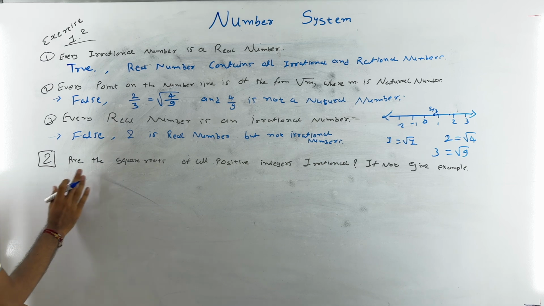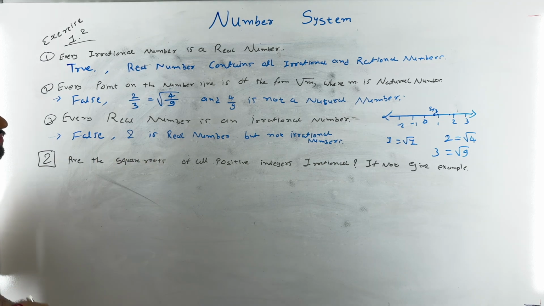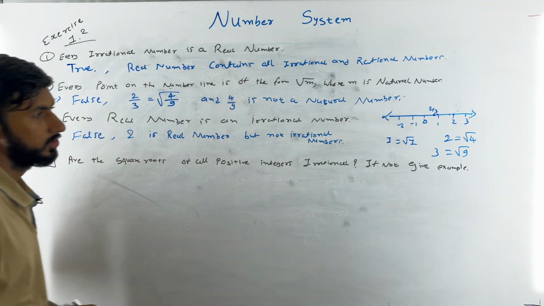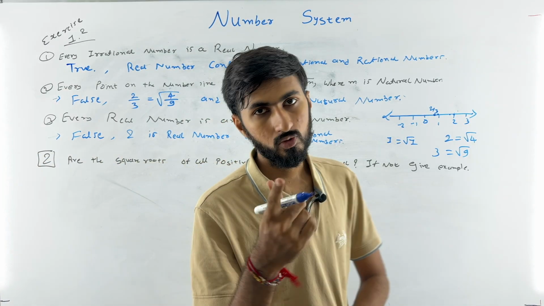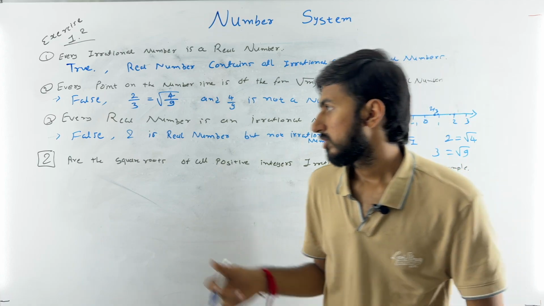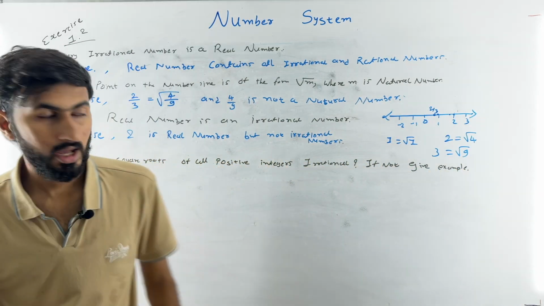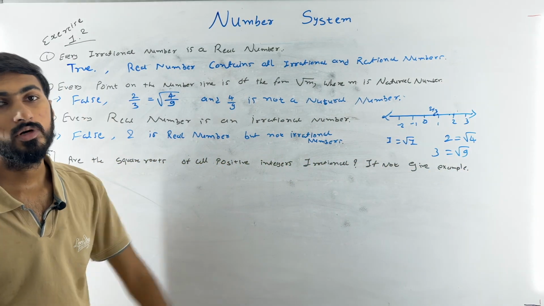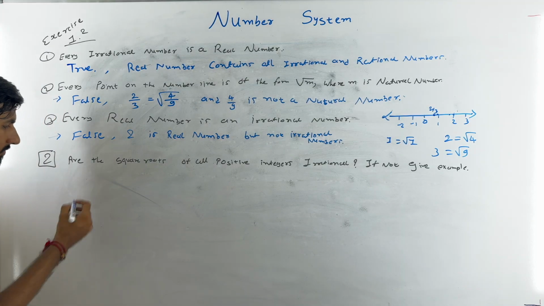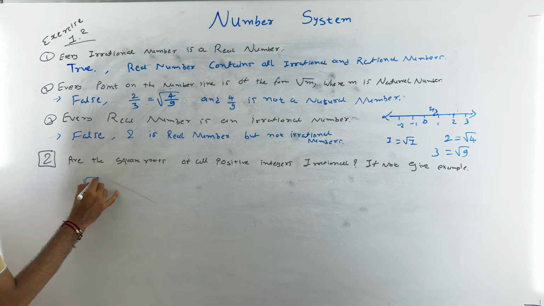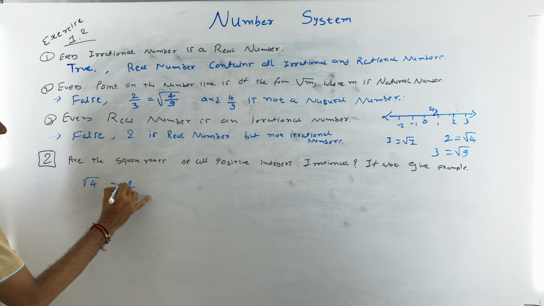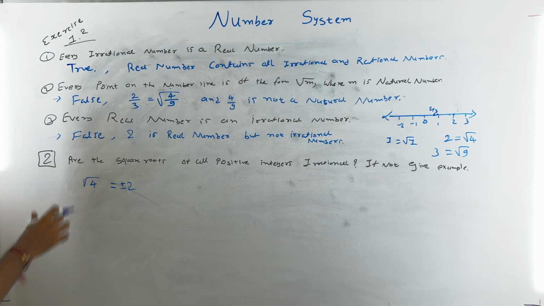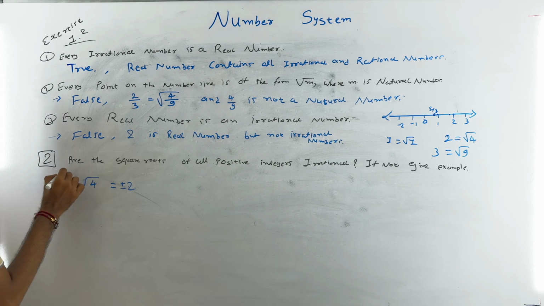Now for the second, are the square roots of all positive integers irrational? We have seen the examples of irrational numbers, and I have told you that root 2 is irrational, right? So this question asks, are the square roots of all positive integers irrational numbers? We all know that root 4 equals plus or minus 2, and that is not an irrational number. So the statement is false. So we will write no.